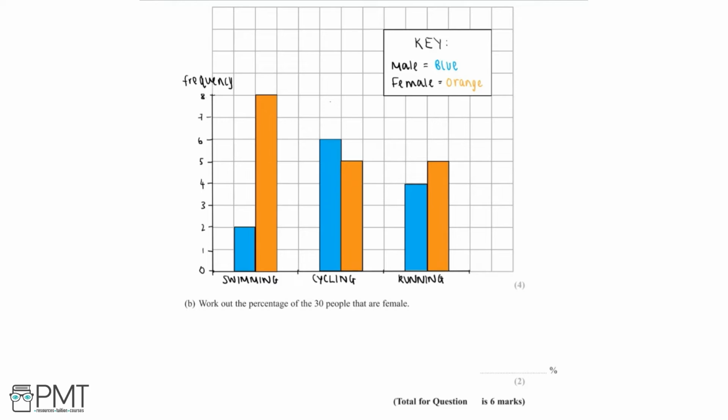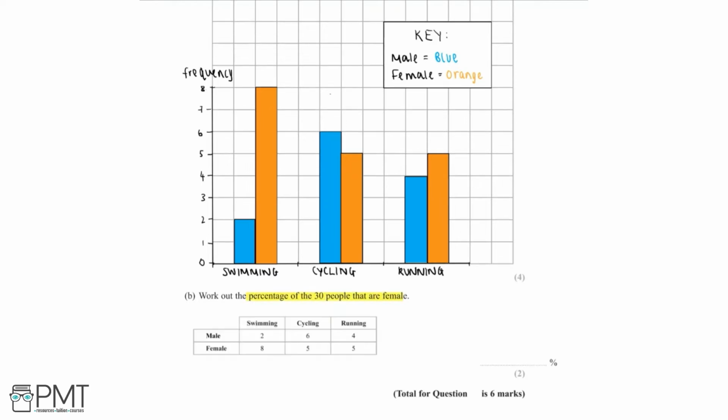Now in part B, we need to work out the percentage of the 30 people that are female. And we've included a screenshot of the table above for reference. Now to find the percentage of the total 30 people who are female, we need to find out the number of females. And so we have a total of 8 plus 5 plus 5, which is equal to 18 females. So we know that 18 out of 30 are female, and we need to write this as a percentage.